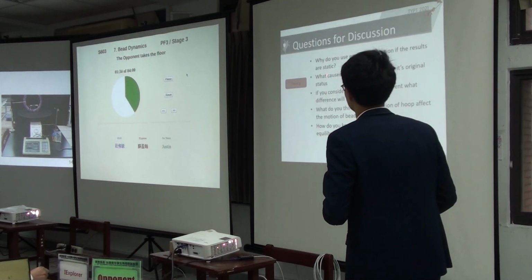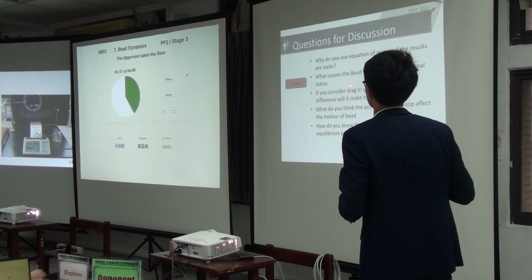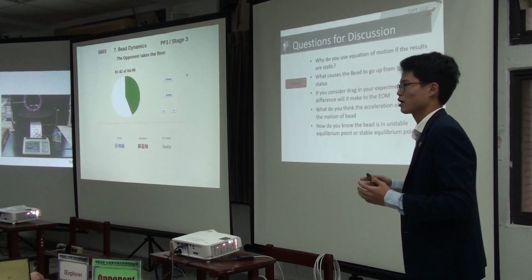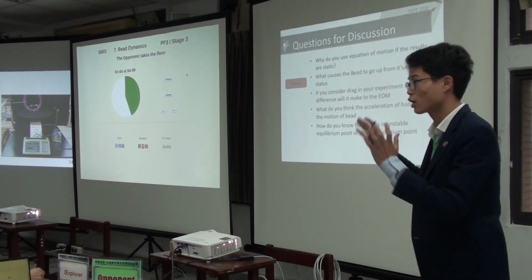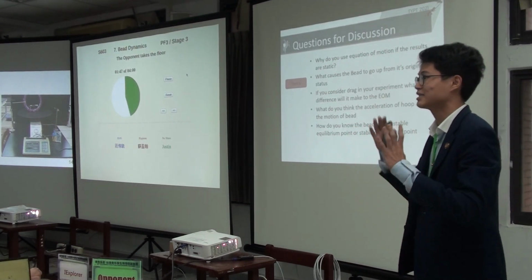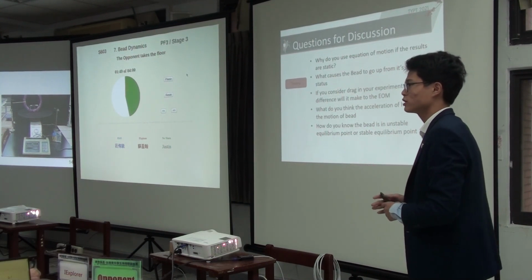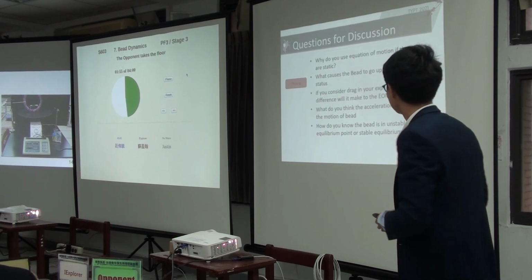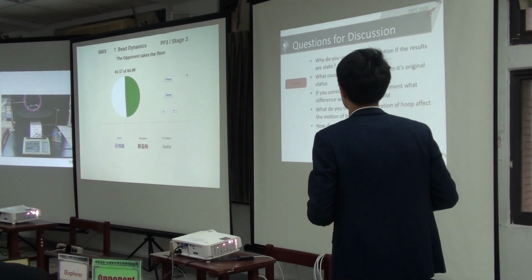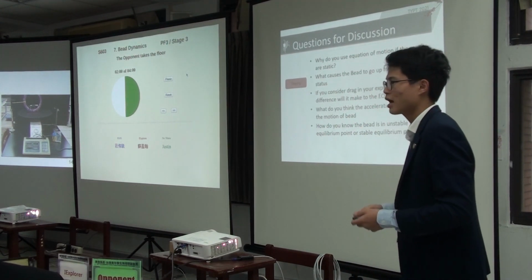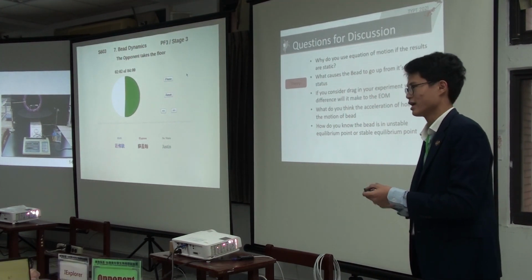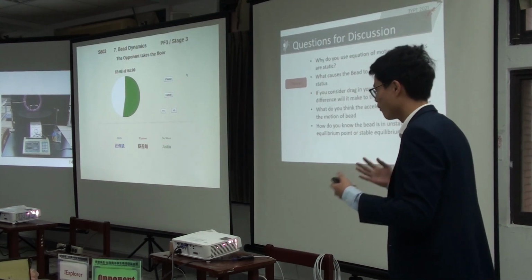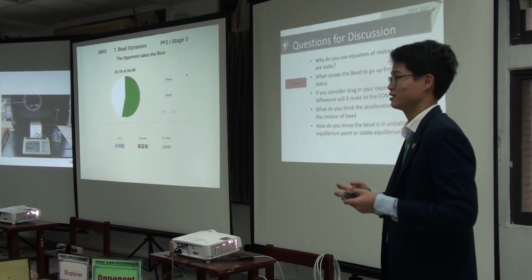Regarding the theory, first question: why do you use equation of motion if the results are a static result? The reason that we use the Euler-Lagrange equation and equation of motion is because, according to the problem statement, we want to have a dynamic result. However, in the reporter's report, he only talked about the h and the relationship with t. It should be a static result. And what caused the b to go up from its original status? Since the reporter talked about the b usually being on the bottom of the hoop, what force or what thing causes the b to go up from its stable point?